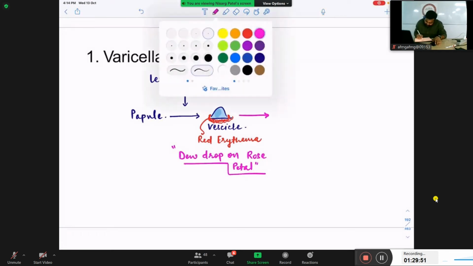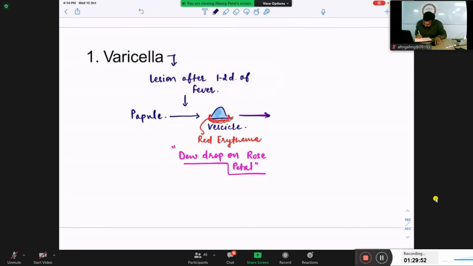After this, in this vesicle, there will be the accumulation of the pus. So it is a pustule. And when this pus dries, it will become crust.